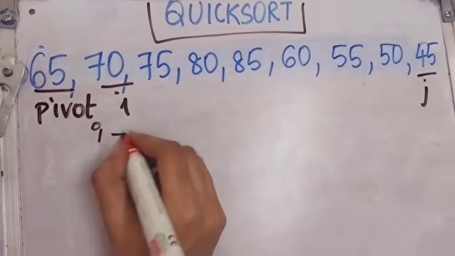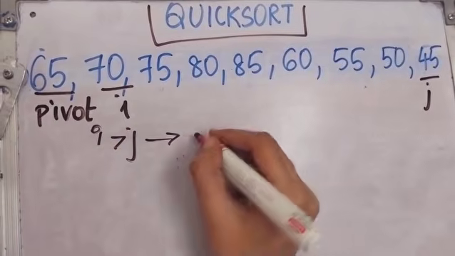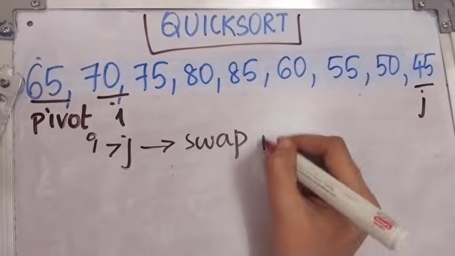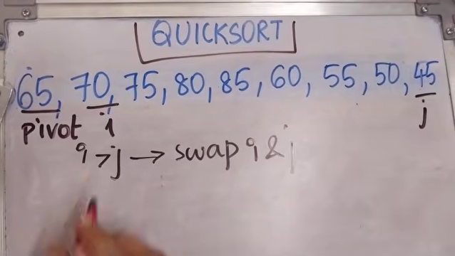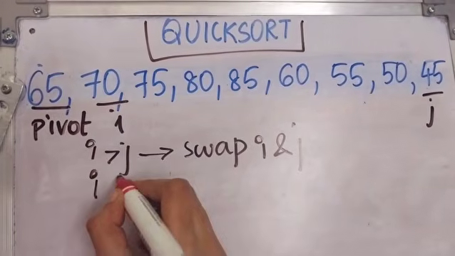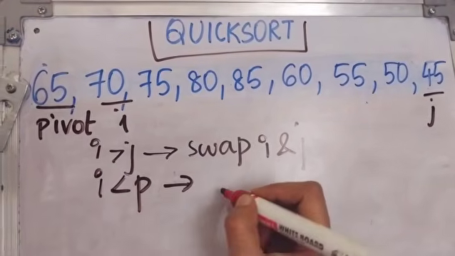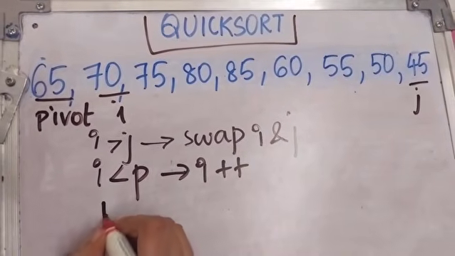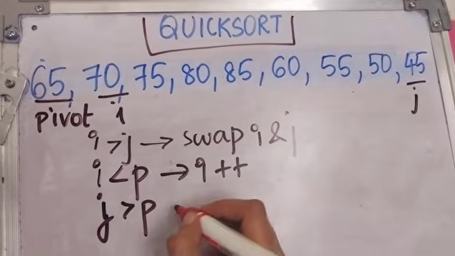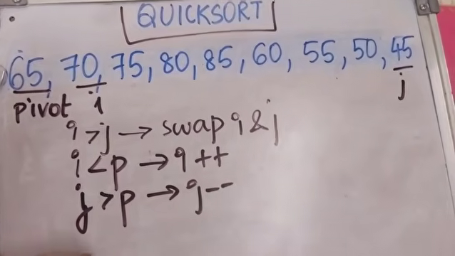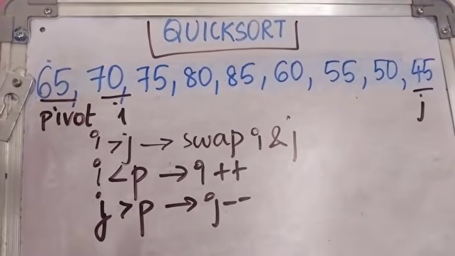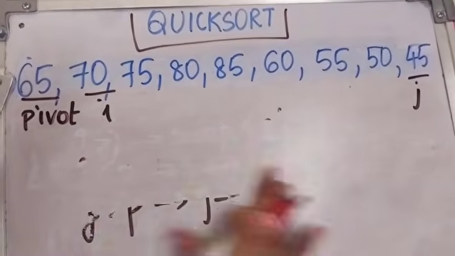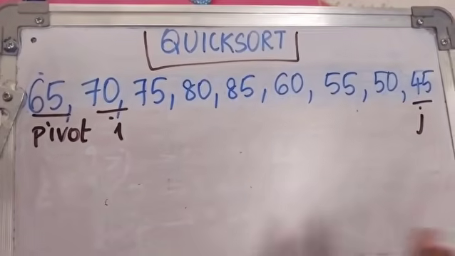If I is greater than J, then you have to swap I and J. If I is less than pivot element, then you have to increment I. If J is greater than pivot element, you have to decrement J. Remember these three. Now, let us start with the problem.